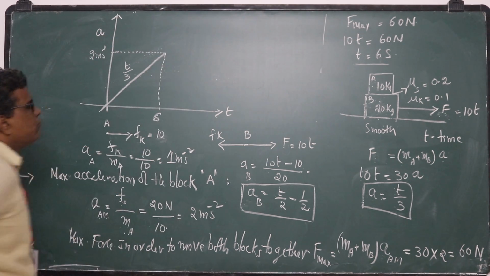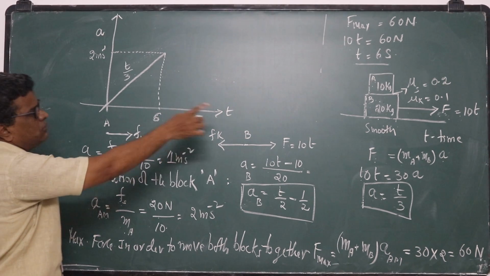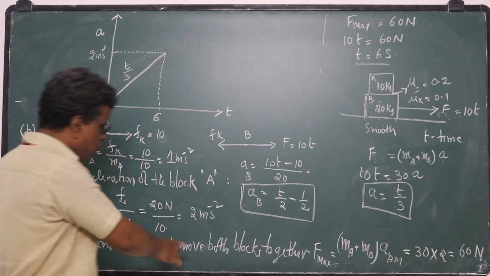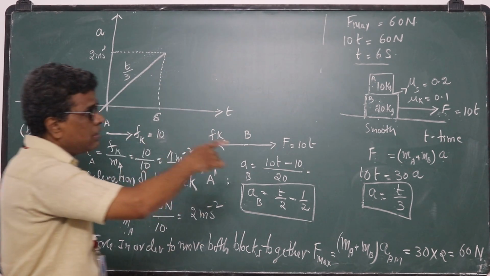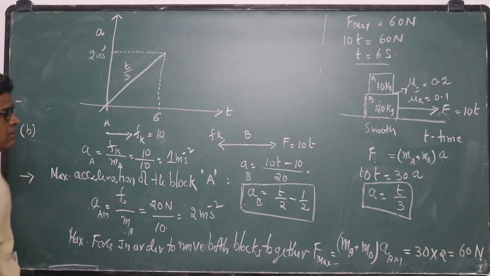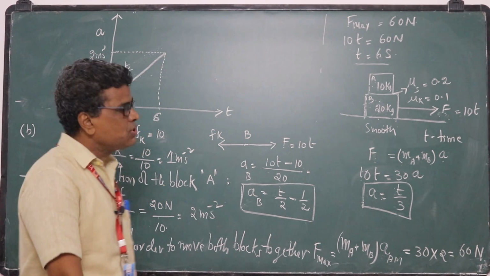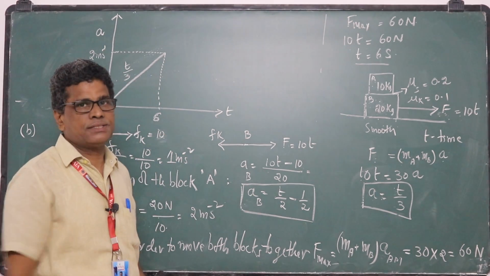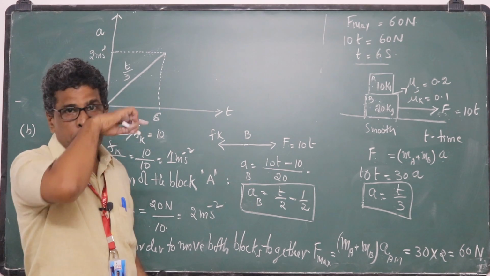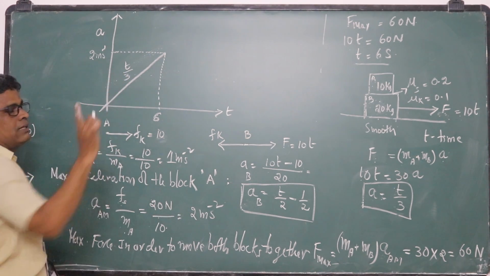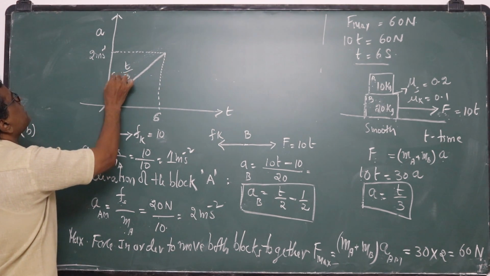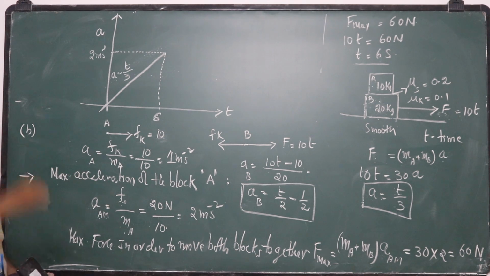At this instant, the force acting on the body is 6 into t, 6 into 6 seconds, 60 newtons. So when the force acting on the block is 60 newtons, both blocks move together with the common acceleration, t by 3. Suppose you want the acceleration at 3 seconds. You substitute 3 by 3, 1. So the acceleration becomes 1. This is the slope.